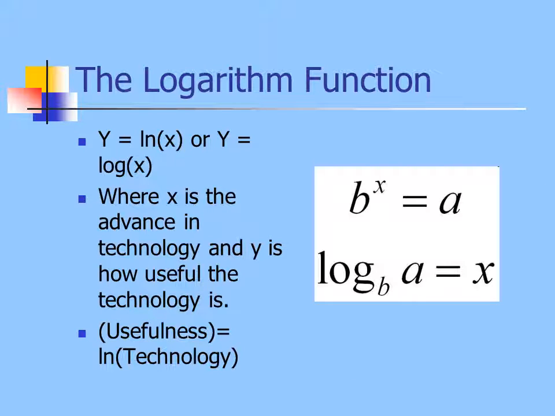We can express Classen's law mathematically using the logarithm function. Here y equals the natural log of x, or y equals the logarithm of x, where x is the advance in technology and y is how useful the technology is. Therefore, the usefulness of technology equals the natural log of the advance in technology.